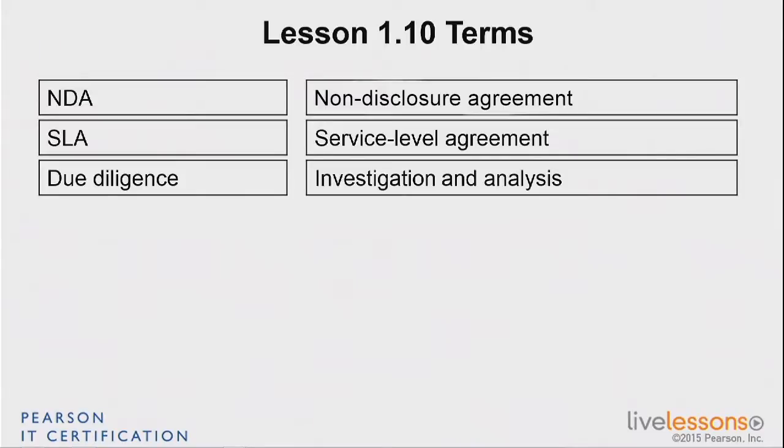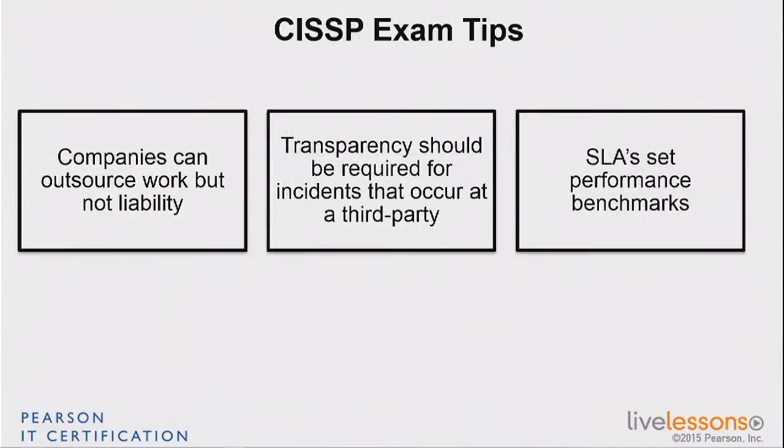So let's end this lesson with our CISSP exam tips. Let's remember that companies can outsource work, but not liability. That transparency should be required for incidents that occur at a third party. If a third party has an incident and they have your information, a contracting organization should have full rights to know what's going on. But very often that's not going to happen by default, so we want to make sure that that goes into our contracts and that we obligate our third parties to share that information with us, and that SLAs set performance benchmarks. Remember those 3 things.